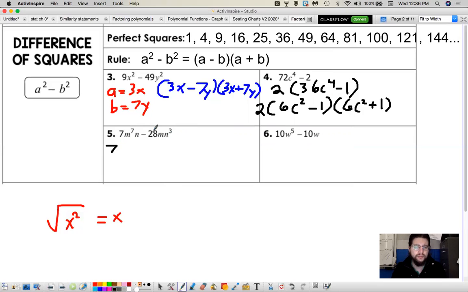Now, 7 for the numbers. I have 7 m's here, 1 m there, so I got 1 m in common. 1 n there, 3 n's over there, 1 n in common. Factor it out. 7, well, that's just 1. I'm not going to bother writing a 1. M to the 7th, 7 minus 1 is 6, so m to the 6th. N is factored out. Okay, done. 28 divided by 7, well, that's 4. N divided by n is 1 again, so it's factored out. Done. N cubed, so 3 minus 1 is 2, so n squared.